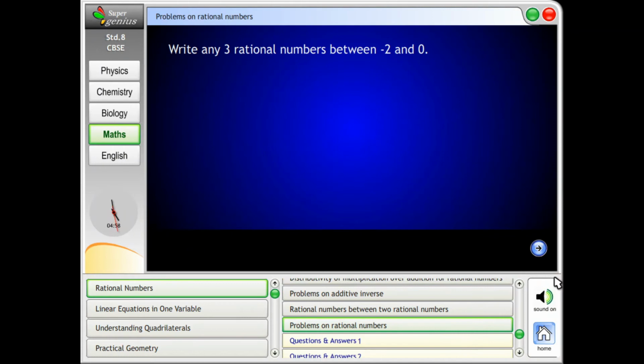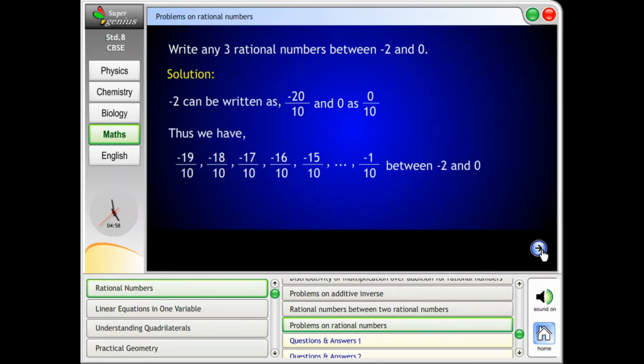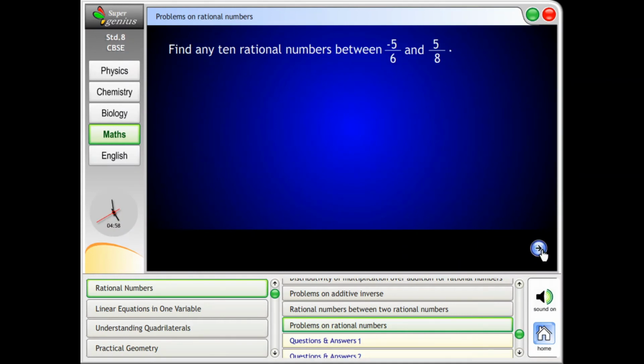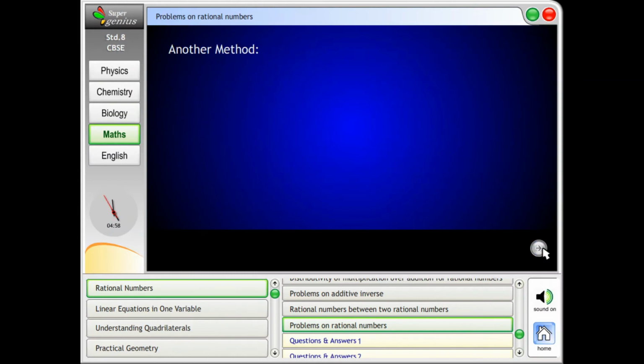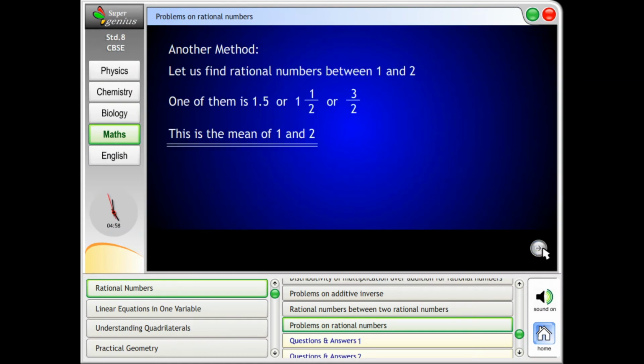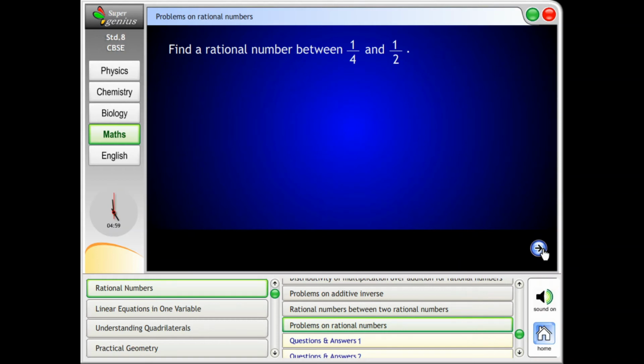Problem on rational numbers. Write any three rational numbers between -2 and 0. Solution. Find any 10 rational numbers between -5/6 and 5/8. Solution. Find a rational number between 1/4. Solution.